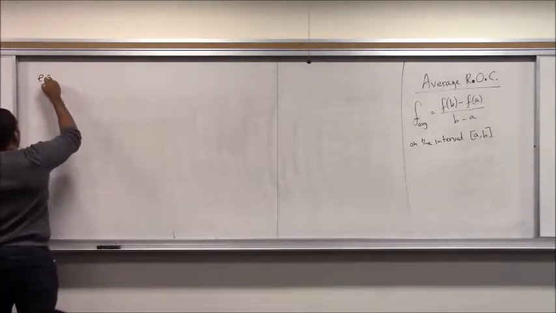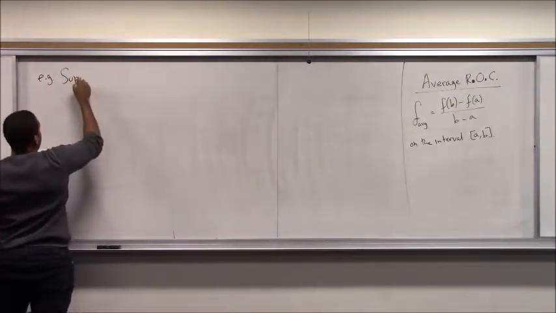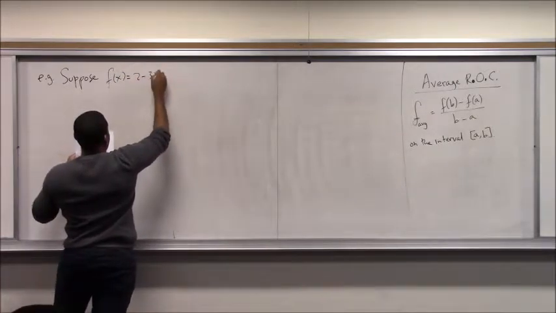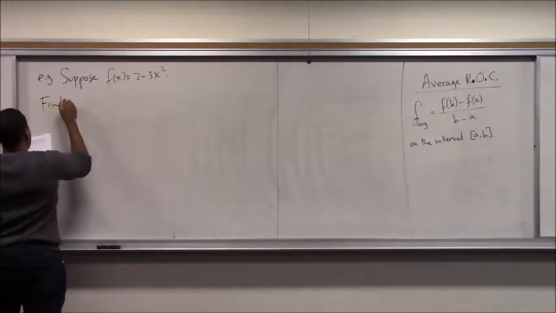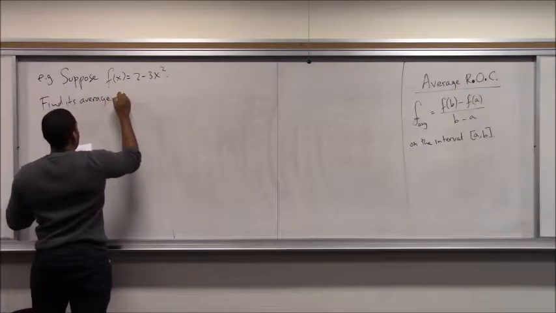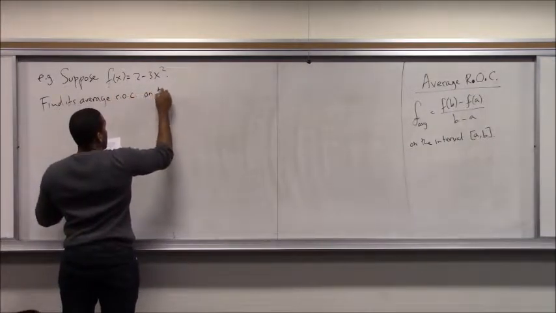So here's an example, and it'll look pretty much like this whenever you're asked about it. They're going to tell you about a function. Suppose f of x equals 2 minus 3x squared. Find its average rate of change on the interval.